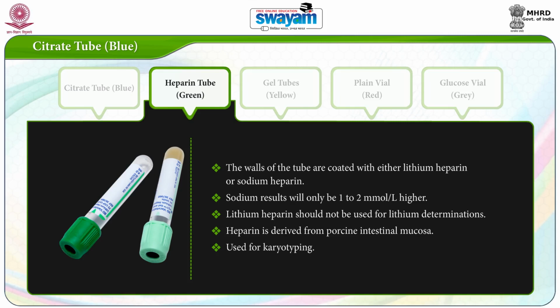Remember this. But one thing is, you should not use a lithium heparin containing tube for estimation of lithium. Okay, if you want to estimate the lithium in blood, you cannot use the lithium heparin containing anticoagulant tube. Okay, the research use for the heparin tube is, you have to collect blood sample for karyotyping in a heparin vial. Remember.